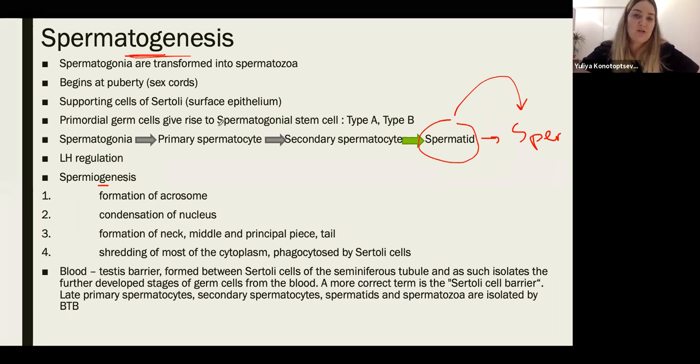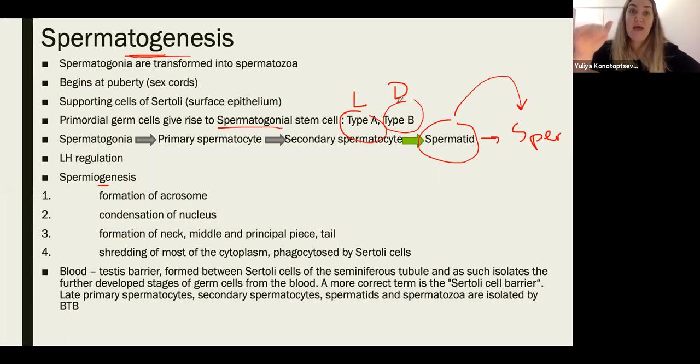Here I wrote to you that we actually have 2 types of spermatogonia. We have type A and type B. Type A is known as the light cell. Type B is known as the dark cell. The beauty of being a male from the reproduction point of view is that you can produce spermatozoa non-stop. You can make them even when you're 70 years old. They might be very immotile spermatozoa, but they still are there. You still are producing them.